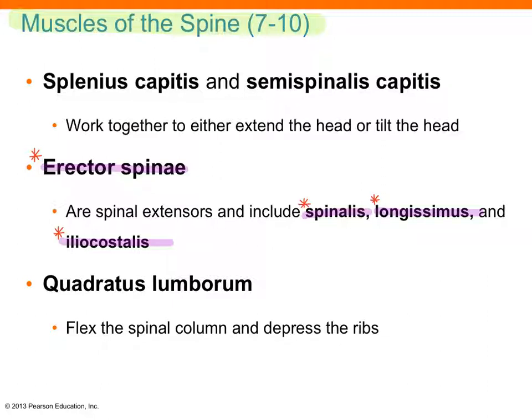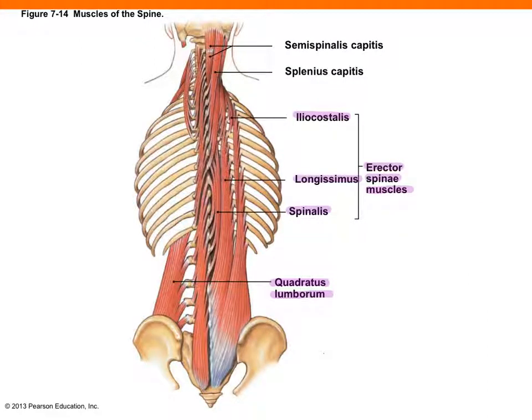There's the splenius capitis and the semispinalis capitis. They work together to extend the head or tilt the head. The erector spinae, which is the spinalis, and the longissimus and the iliocostalis. Know that. This is just the picture illustrating them.